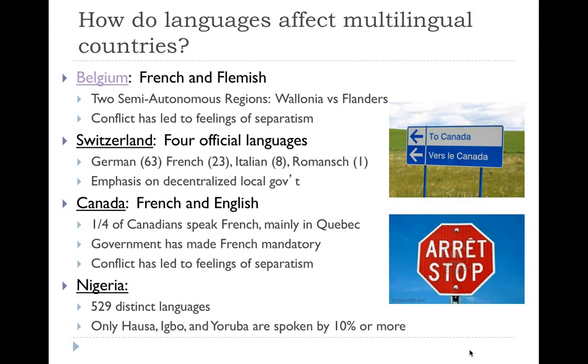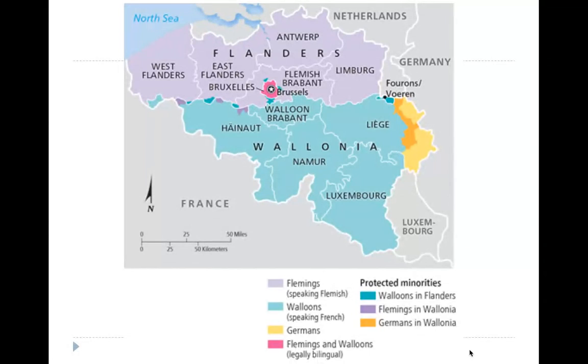Our last example is Nigeria. There are 529 distinct languages in Nigeria, and only 3 of them are spoken by 10% of people or more. All right, so you can see that they have a lot of different multilingual issues that could arise in Nigeria too. Now we look at some of these maps. Here's your Flanders and Wallonia in Belgium. Again, it's very distinct, right? We talk about that isogloss, the idea of that border between the 2 versions, the Flemish versus the French being spoken here.